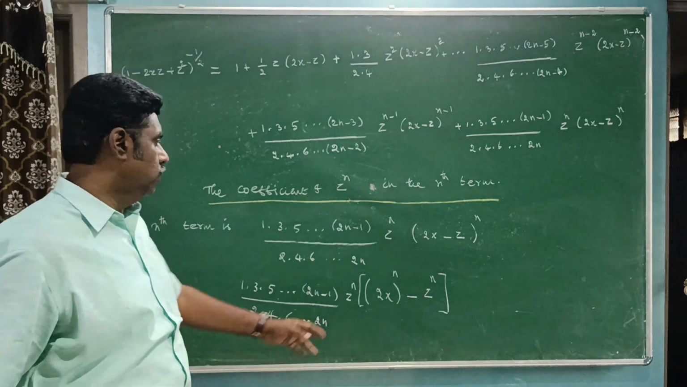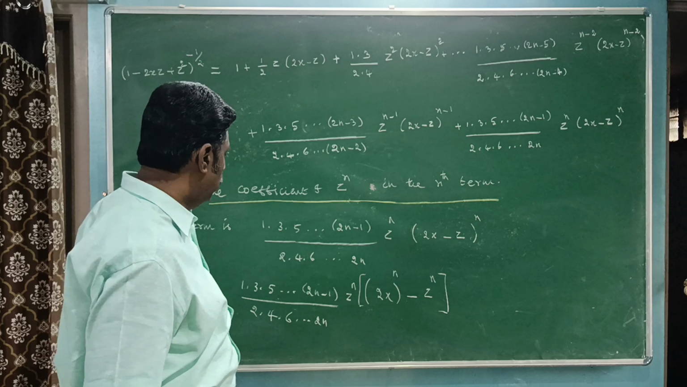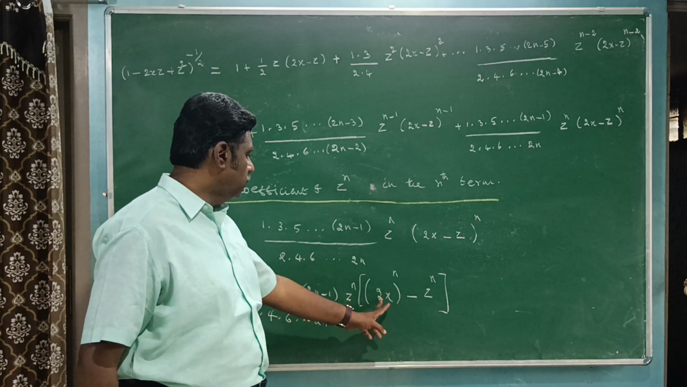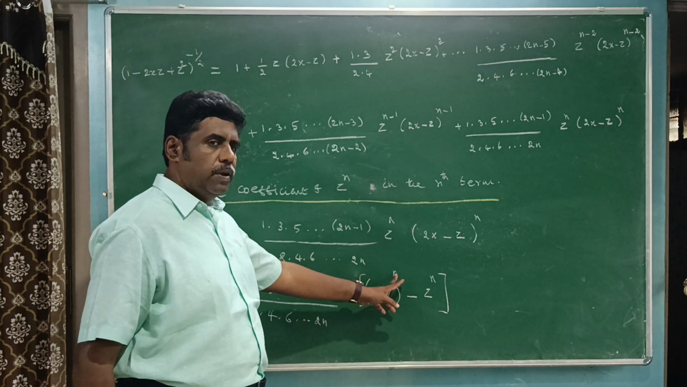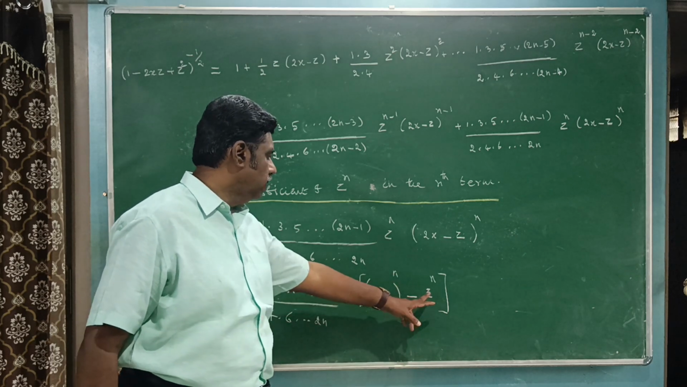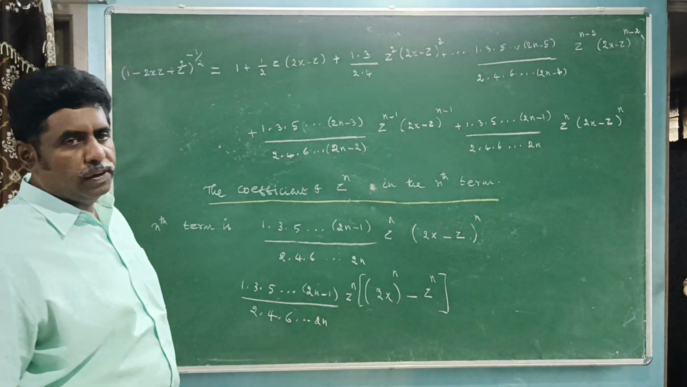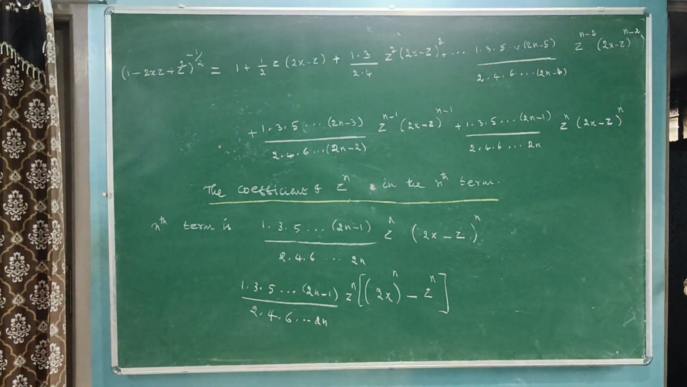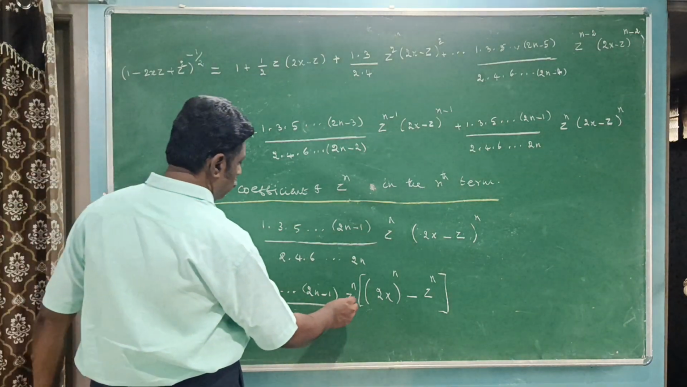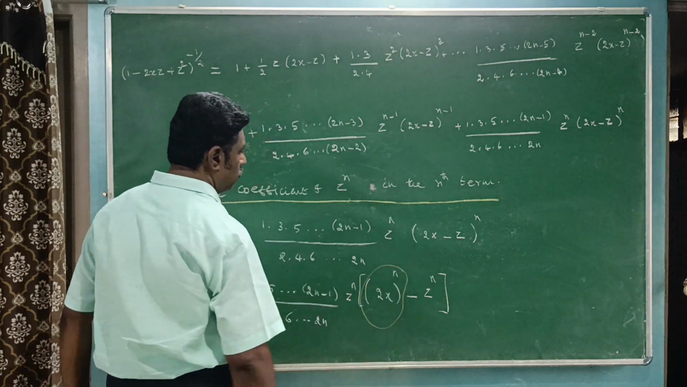This is the meaning for this: 2x whole power n minus z power n. Now if you multiply z power n into 2x whole power n, then minus of z power n into z power n is z power 2n. We have to concentrate on the coefficient of z power n, which means that only this term is taken into account. We are talking about the coefficient.